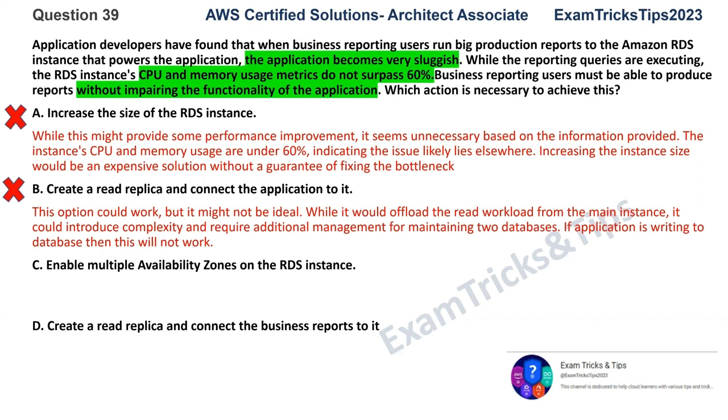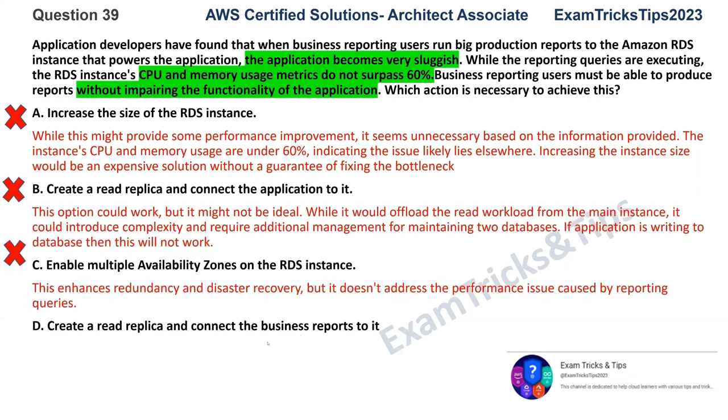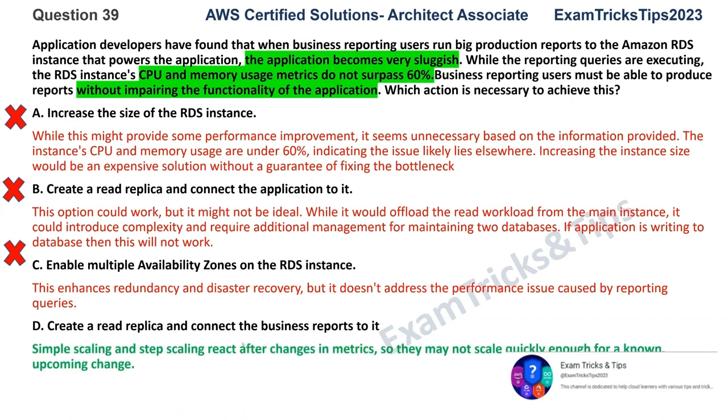So that's an incorrect option. Rule out option C as well, and that leaves us with option D, which is the solution we have discussed earlier. Option D is creating the read replica and connecting it to business reports. So your overall solution will be, you'll separate the transactional load from the reporting load, and the reporting load is connected to the replica, which will keep performing any queries it needs without impacting the transactional load. So that's the correct answer.